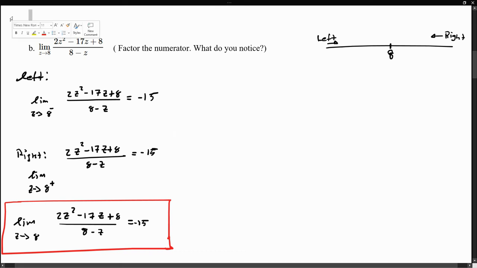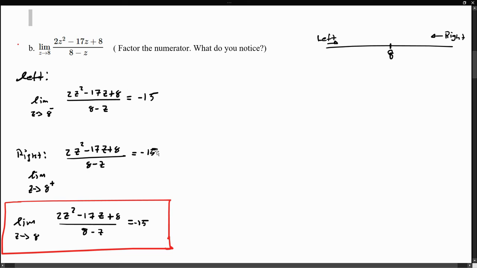Well, if we go back to the function, the way that it's been written out, if we substitute 8 into the function right away, notice that we're going to get a 0 in the denominator. If we substitute z equals 8 into the denominator, we're going to get 0. So therefore, we're going to have an undefined value. So when z is equal to 8, we have an undefined value, but we know that the limit is negative 15. So how is that possible? If I substitute 8, it's undefined, but the limit is negative 15.